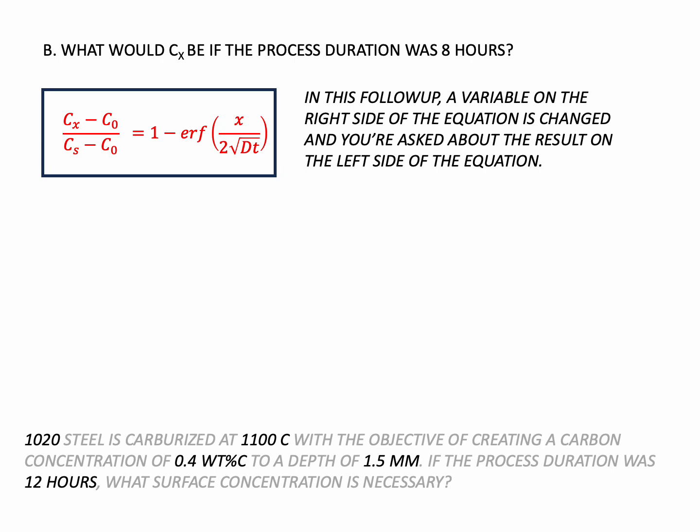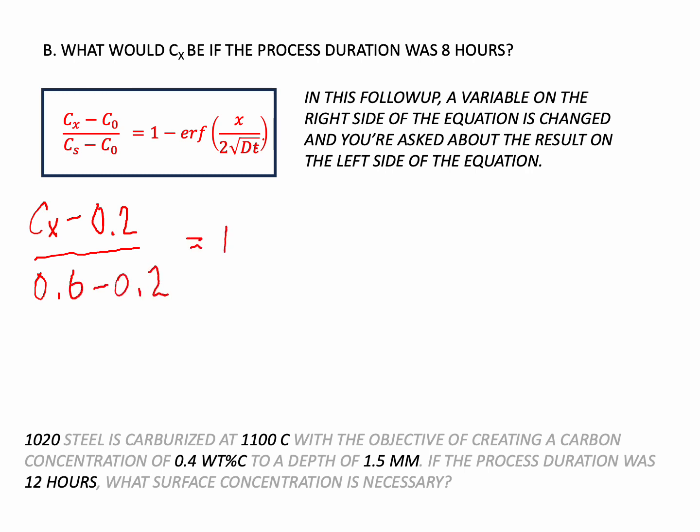The other kind of follow-up question is where I'm changing time, which is on the right side of the equation, and I'm asking for the effect on c sub x. So in this case, I do have to basically start from the beginning. C sub x is my new unknown. So I've got c sub x minus 0.2. And we're going to go back to the c sub s we had before, which was 0.6 minus 0.2.